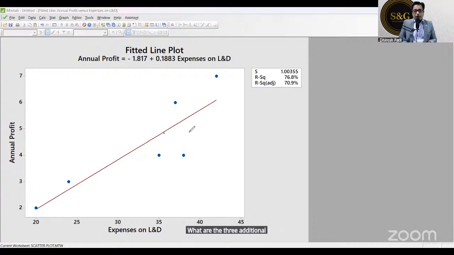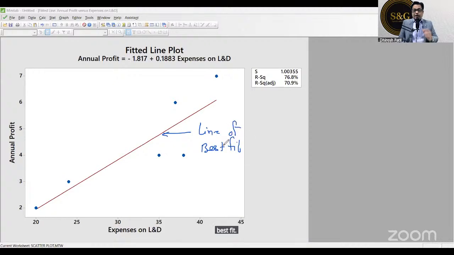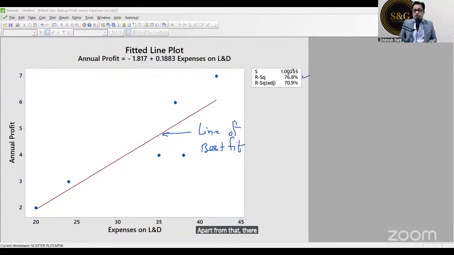The first information is, this is called the line of best fit. This is a line which passes through all the data points, and which is the closest line connecting with all the data points very closely. That is called the line of best fit. Apart from that, there is something called the R square value.